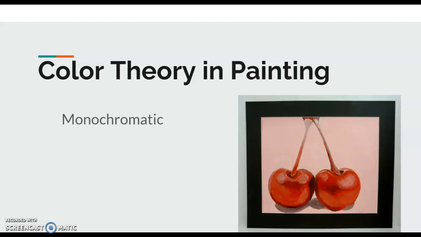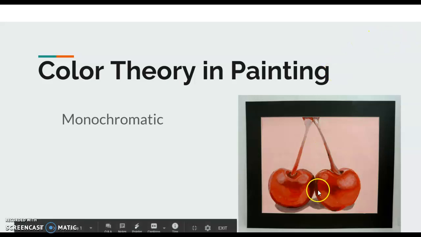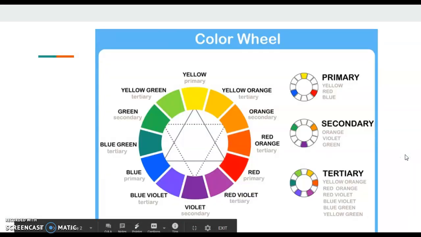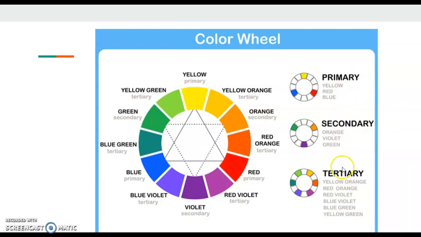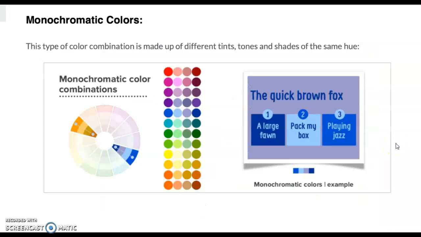All right, you've completed your color wheel. We're continuing our look at color theory in painting, and your next project will be monochromatic. And I have examples here. Now we've looked at the color wheel and we know our primary, secondary, tertiary colors. Now we're going to be looking at some color schemes.